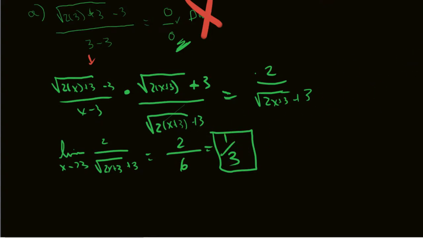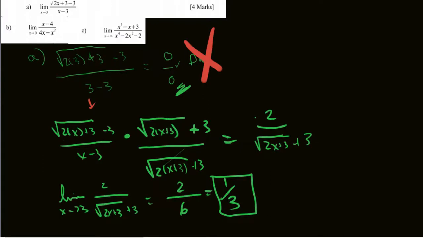Let's move on to question B. Question B says the limit of x approaches 0 of x minus 4 over 4x minus x squared.